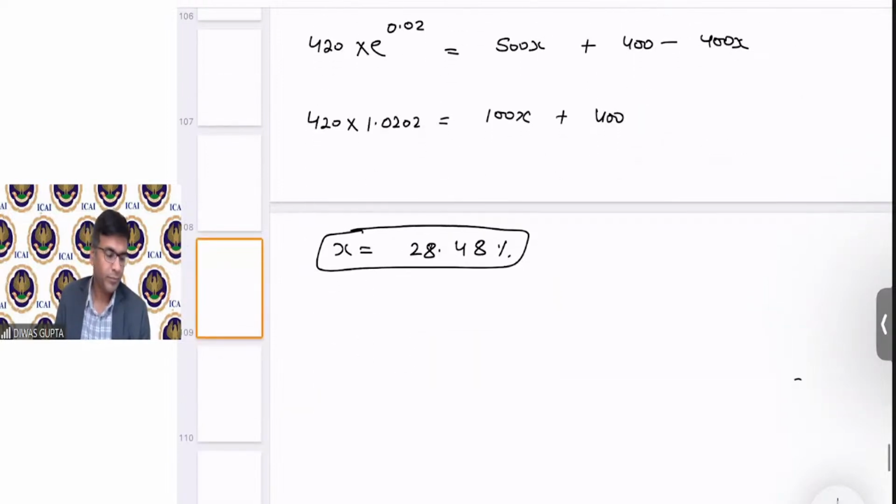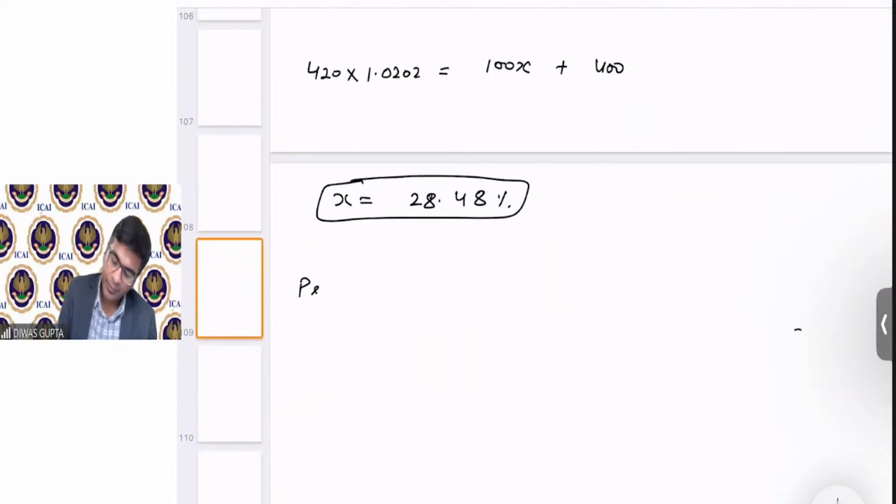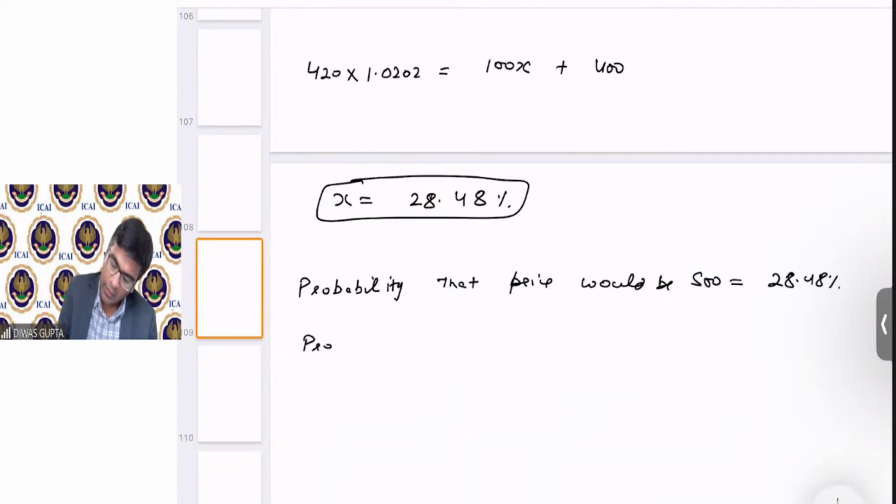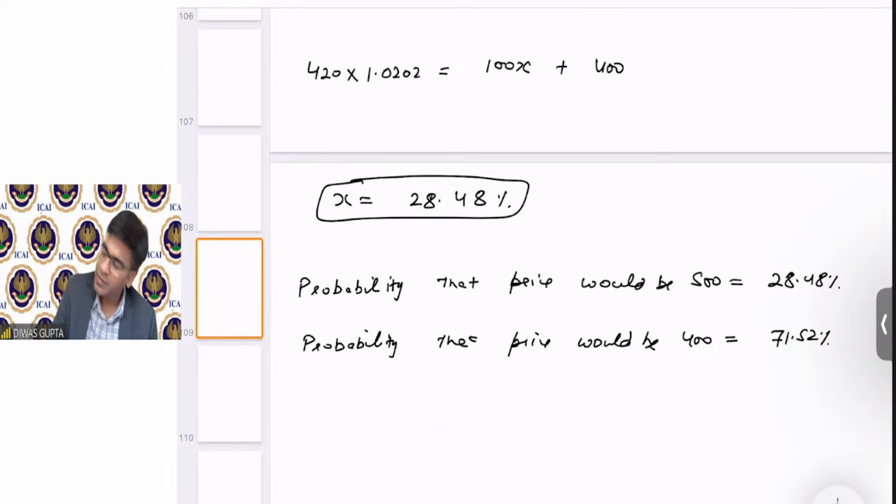So the probability that the price would be 500 is actually 28.48 percentage. And the probability that the price would be 400 is equal to 71.52 percentage.